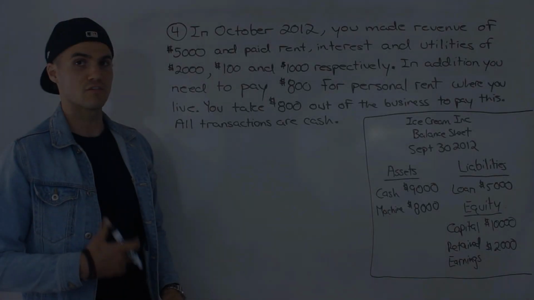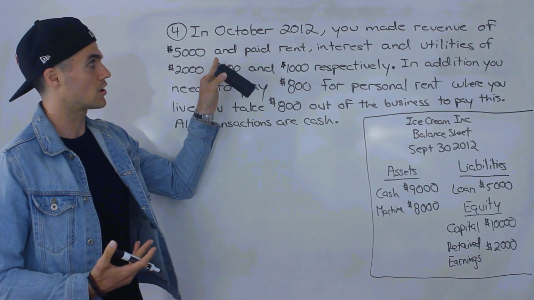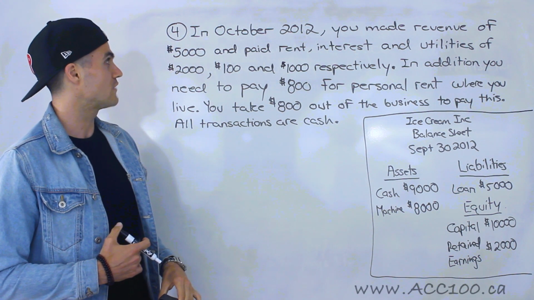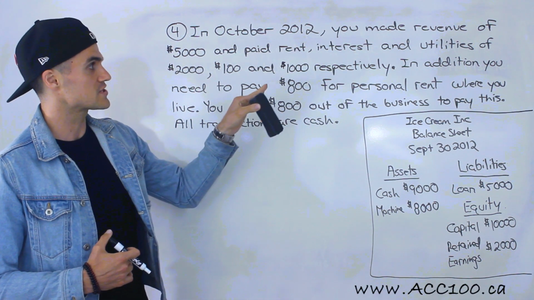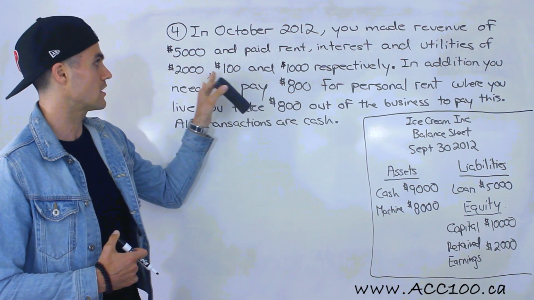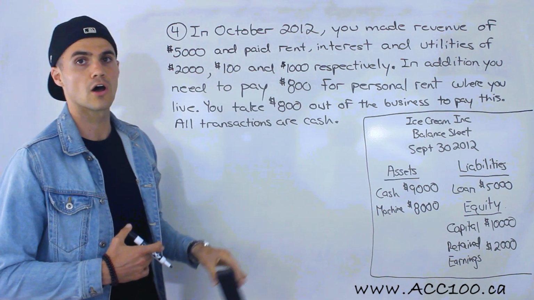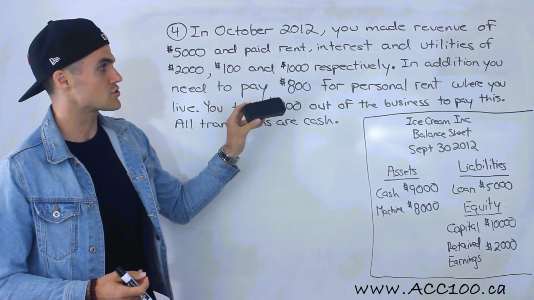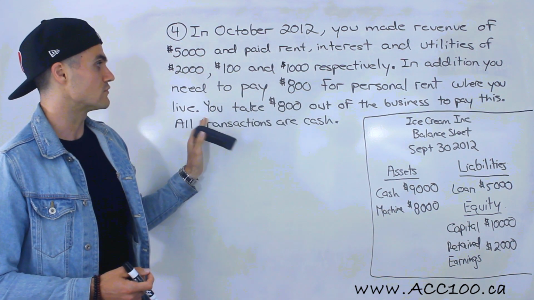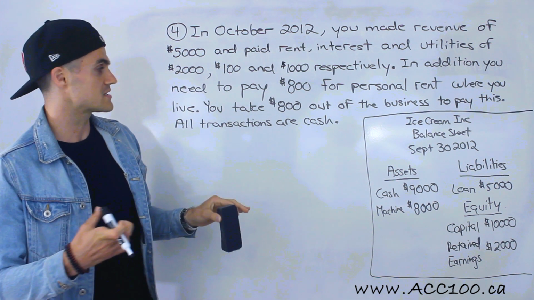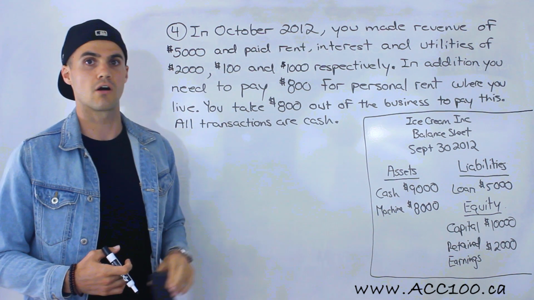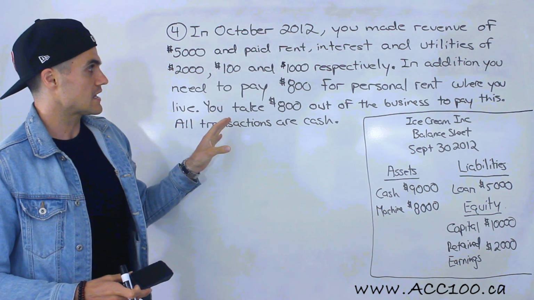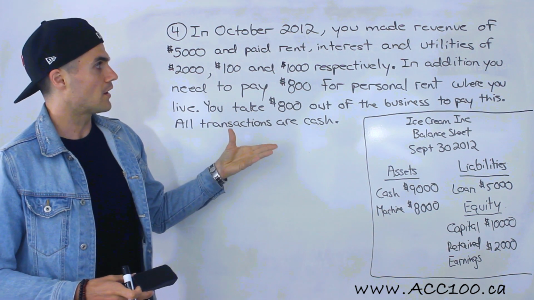Now moving on to the fourth transaction. Let's say in October 2012, so the next month, you made revenue of $5,000 and paid rent, interest, and utilities of $2,000, $100, and $1,000 respectively. In addition, you need to pay $800 for personal rent where you live. You take $800 out of the business to pay this. All transactions are cash.